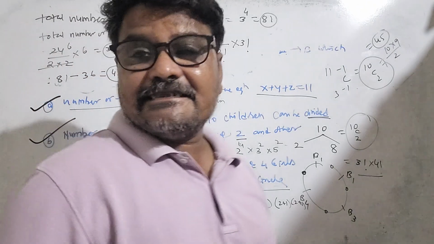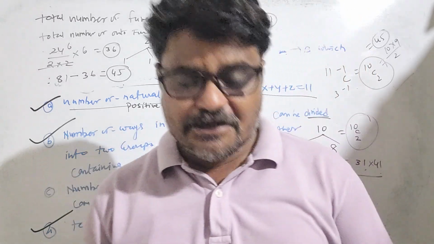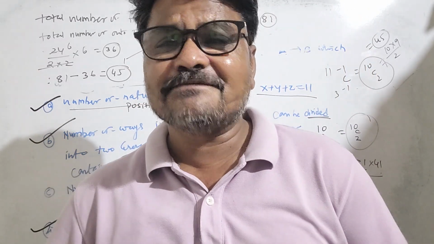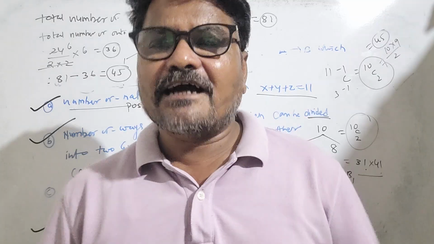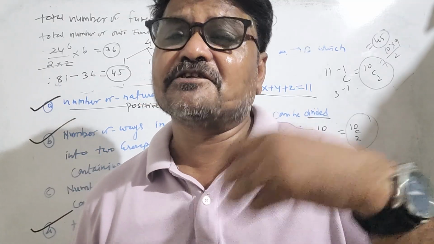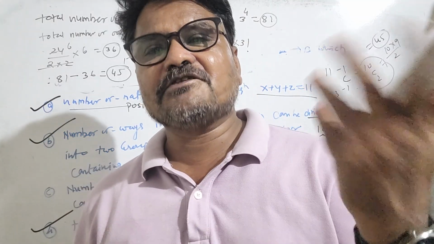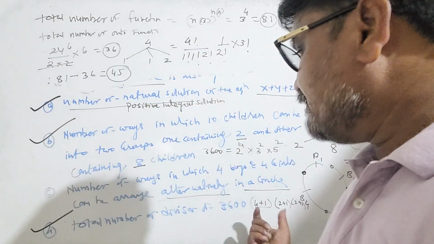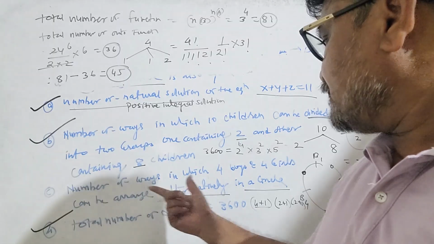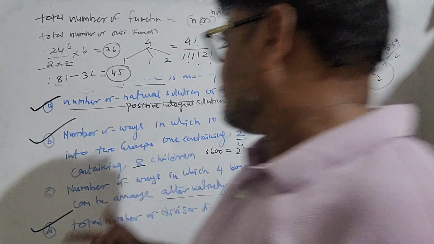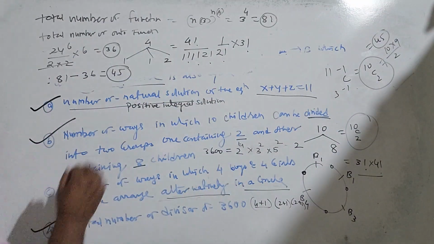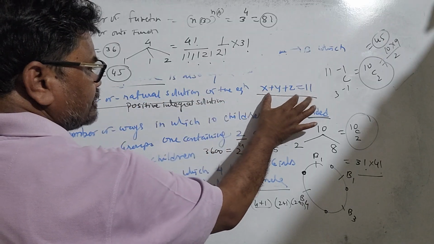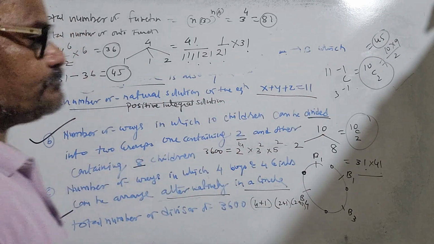So see, in this question we have revised all important concepts of permutation and combination. Not the bigger calculation, but how to find out the total number of functions, how to find out the total number of onto functions, how to find out the total number of functions which are not onto. Okay, how to find out the total number of divisors, how to find out the circular arrangement. Okay, and how to find out the positive integral solutions of the equation. Correct? Got it?